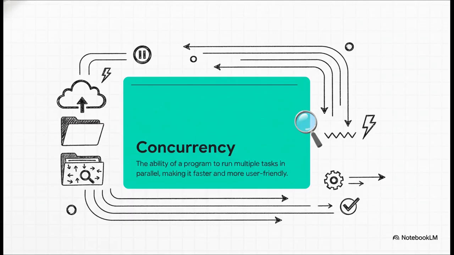Now, this ability to handle lots of tasks at the same time, it has a name: concurrency. A perfect example is something like Google Drive. You can be uploading a massive video file, but you can still browse through your folders and organize your stuff at the exact same time. That's concurrency in action, and it's what makes modern apps feel so snappy.